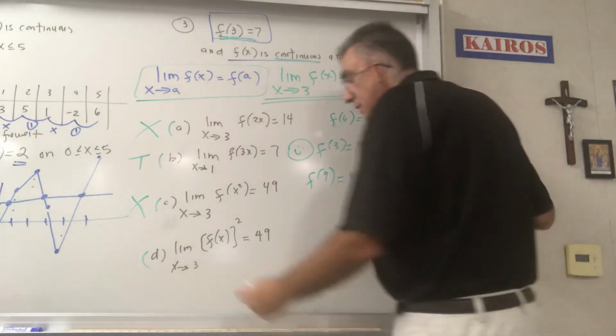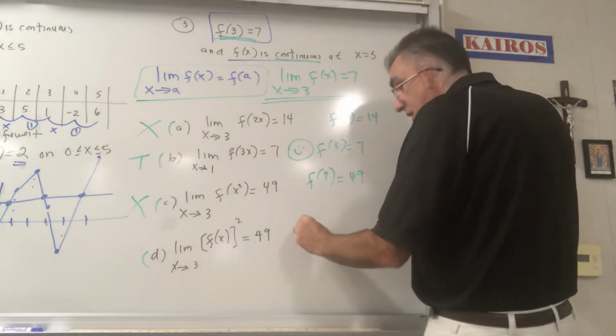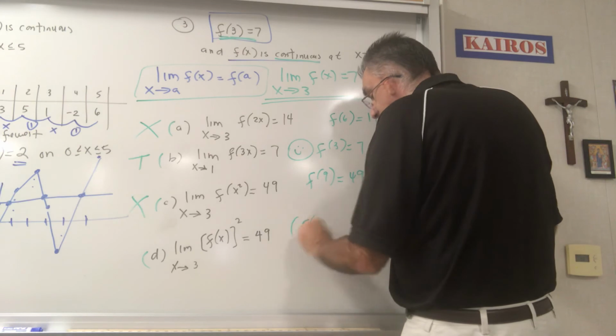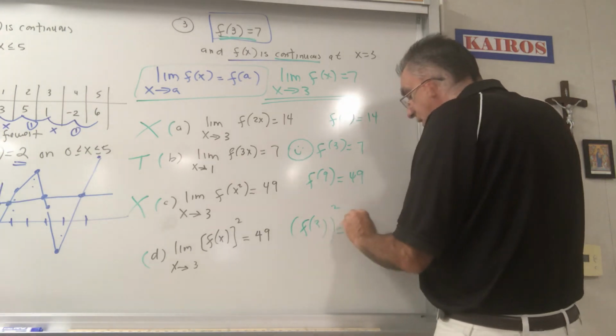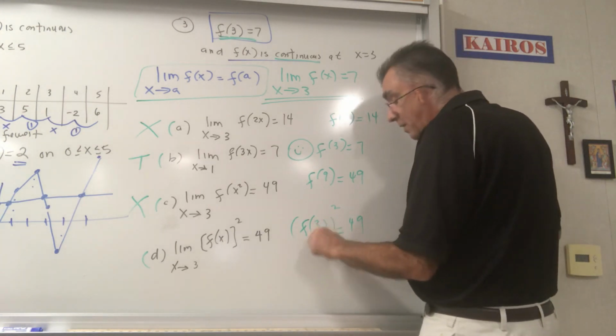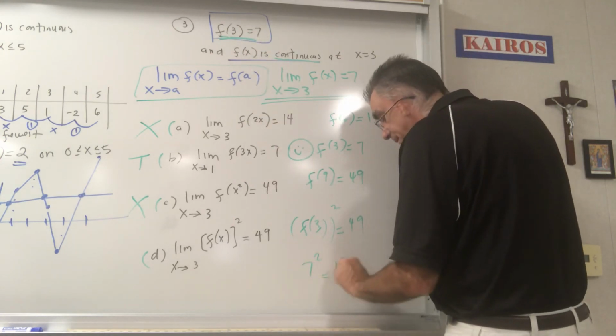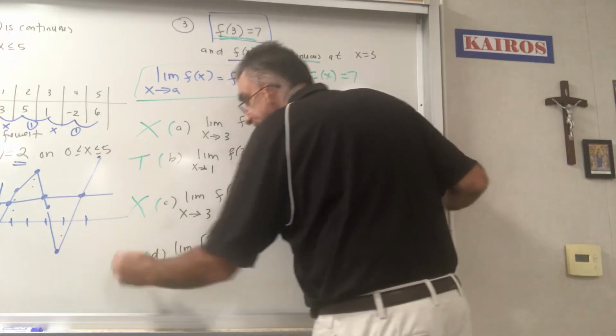And then the last one, f of 3, so I get f of 3 squared equals 49. Now remember what we know. F of 3 is 7. Oh, yeah, that's true. True.